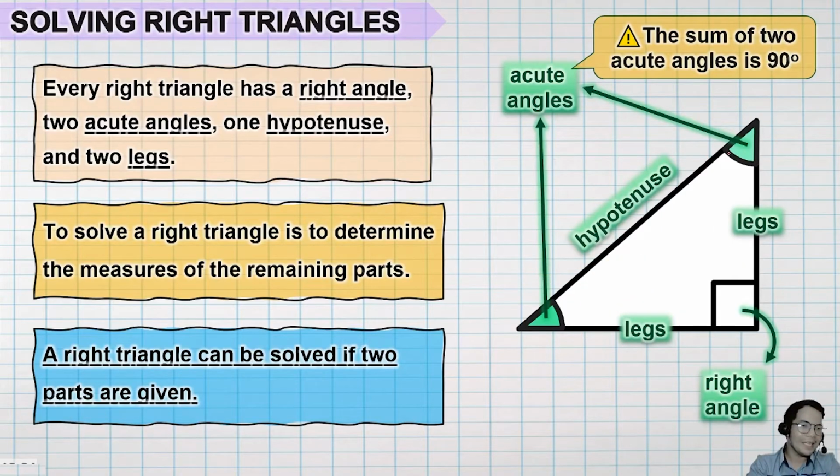Anyway, isa pa nating alalahanin is, I remember na pag pinag-add mo yung dalawang sukat ng acute angles natin, it's always gonna be 90 degrees. Yan. So, pag pinag-add natin ito, 90 degrees. Tandaan yan. So, we'll be using that certain idea later.